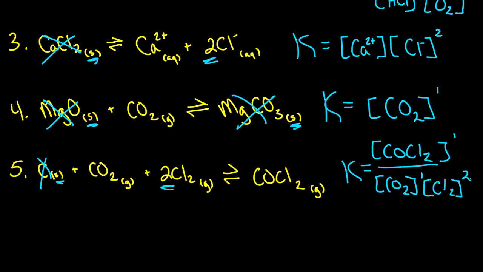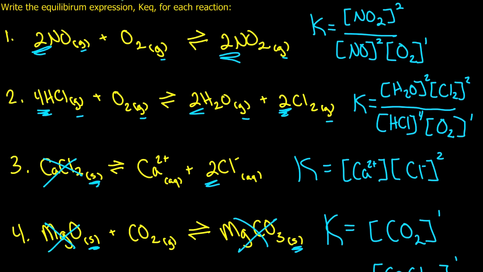So writing the formula is pretty simple. If it's on the right side of the arrow, it's product. It goes on top of your formula. If it's on the left side of the arrow, it's reactants. It goes on the bottom of your formula. And any coefficient from your balanced equation is inserted into the superscript or the power exponent. Let's move on.